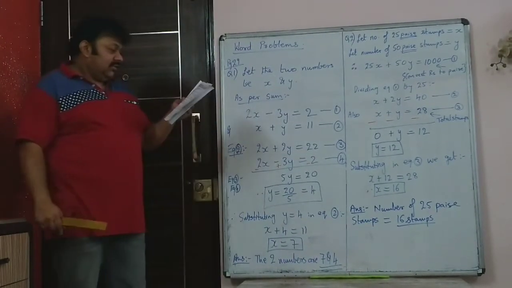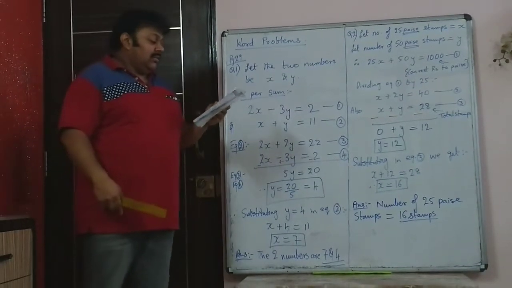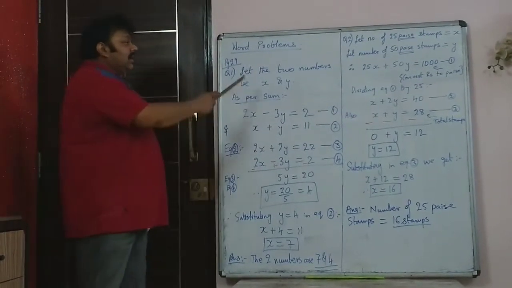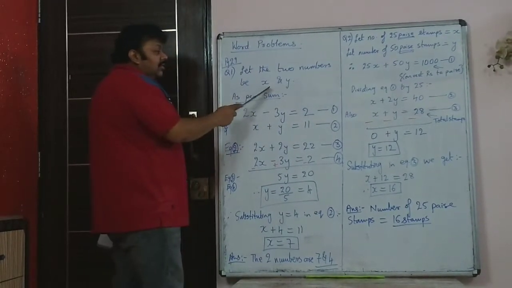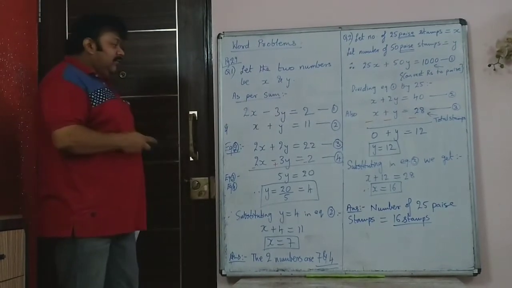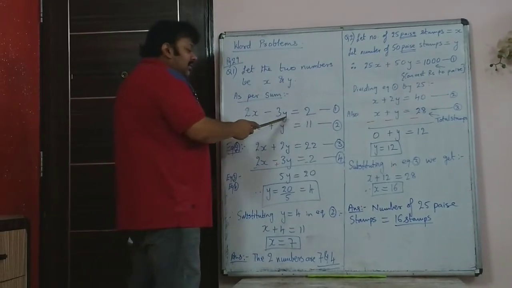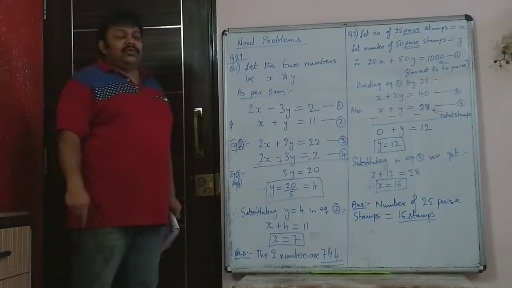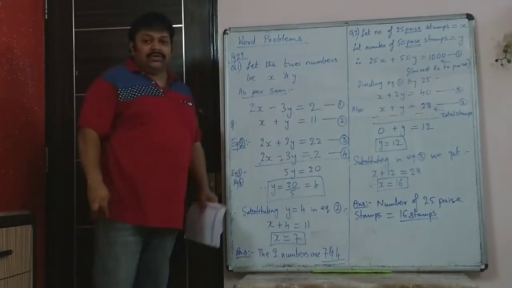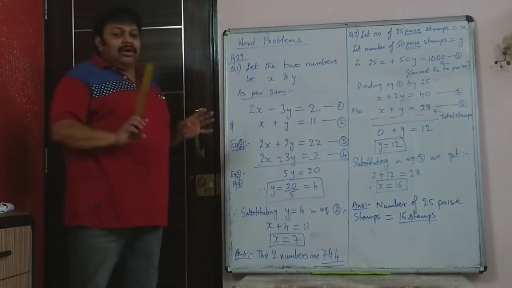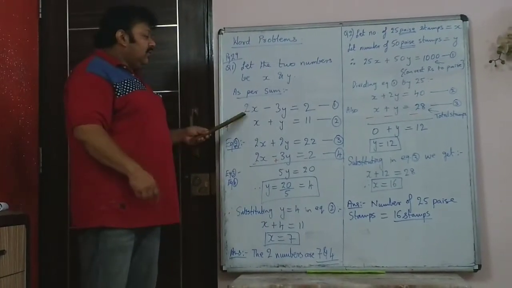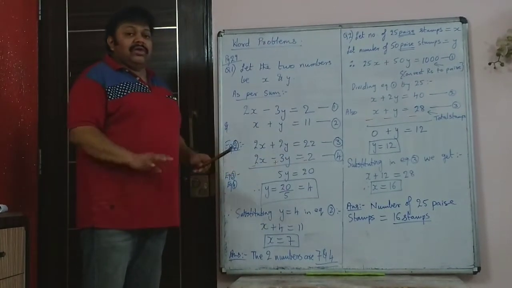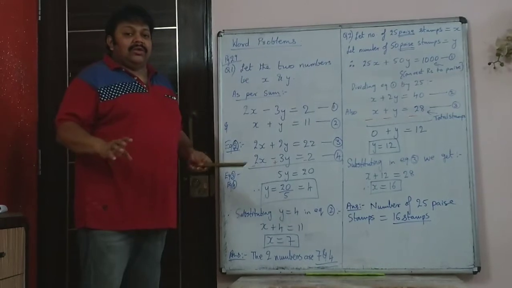The first question is twice one number minus 3 times the second number equal to 2. So we are taking the two numbers as x and y. So first number is x and second number is y. So 2 times x minus 3 times y equal to 2. That is the first equation. And the sum of the two numbers, so x plus y equal to 11. That's the second equation. All that is there in these sums is for you to frame the equation as per the given condition. Once you have done this, then the sum is same like any simultaneous equation.